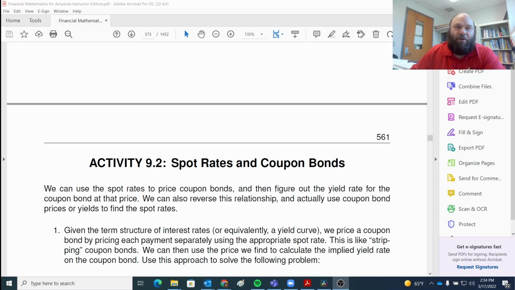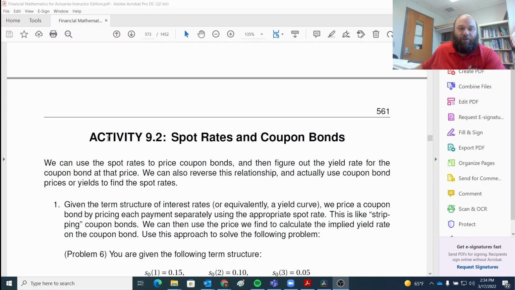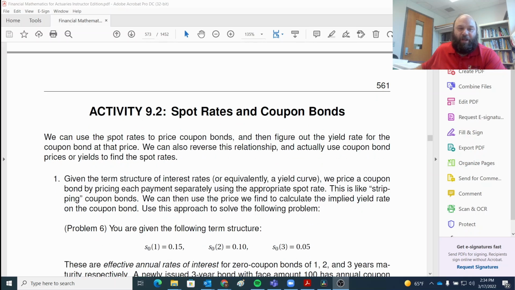This activity is probably the most complex and difficult of this entire chapter. You can disagree. If you think another one's more difficult, it doesn't really mean anything. It's just my opinion. But because of that, there'll probably be more videos for this activity than any of the others. All right, so let's get started. So let's look at an example.